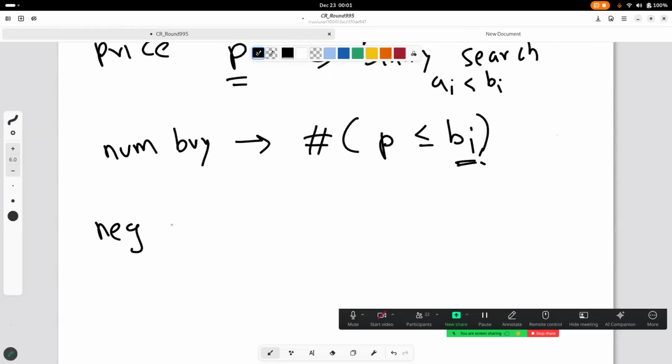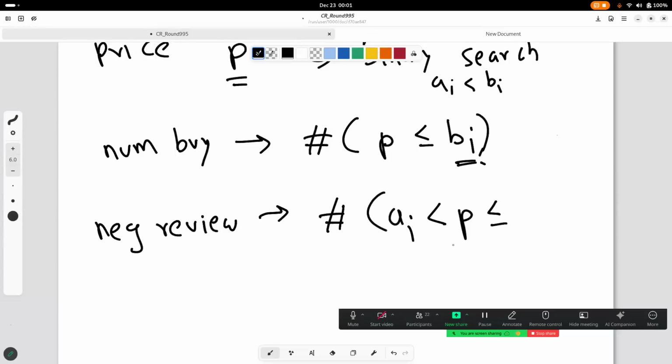How many negative reviews are you going to get? Well, your negative reviews equal the number of customers for whom this price is greater than A of I. So they are not going to give a positive review, but the price is still less than or equal to B of I. So they are going to buy the product and give a negative review.